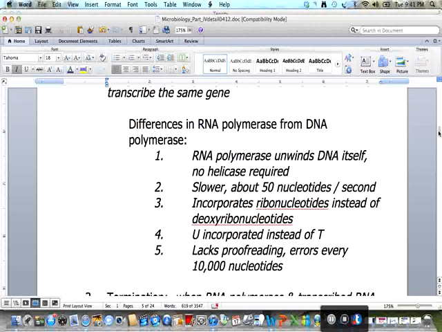There are some differences in RNA polymerase used in transcription and DNA polymerase used in replication. The RNA polymerase unwinds the DNA itself and does not require the helicase. It is also slower, working at about 50 nucleotides per second. It will incorporate ribonucleotides instead of deoxyribonucleotides and uracil instead of thymine. It also lacks proofreading, leaving errors every 10,000 nucleotides.